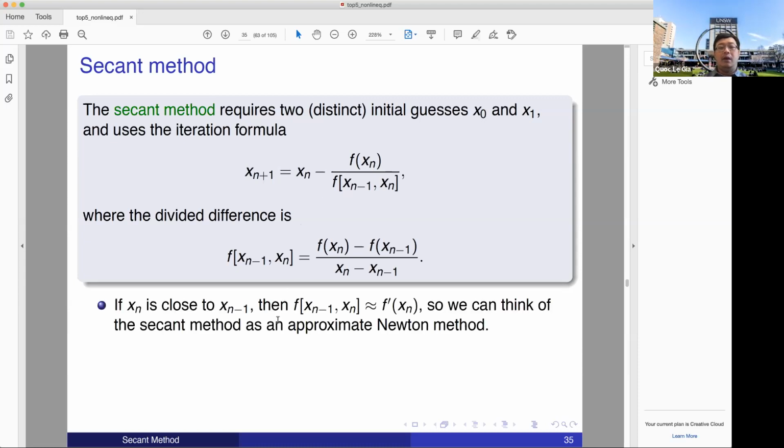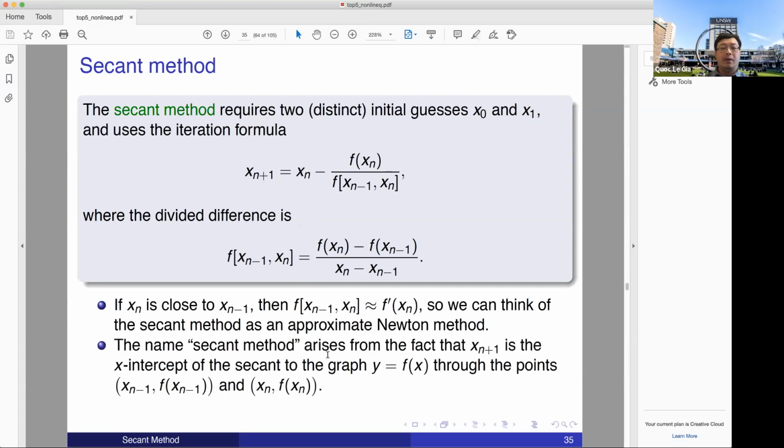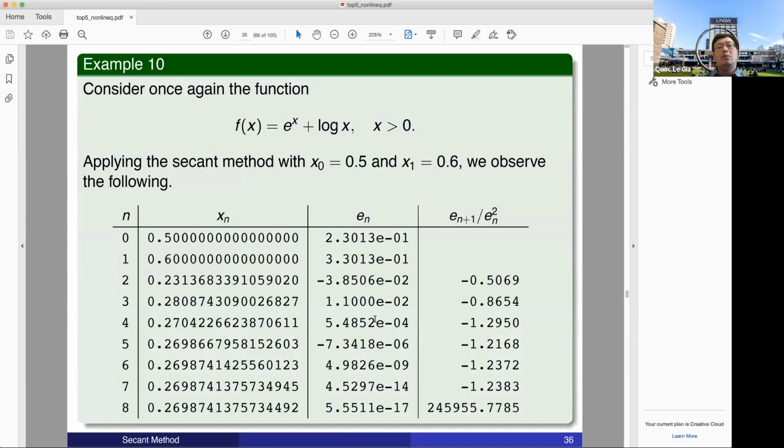When xn is close to xn minus 1, the divided difference gives you an approximation of f prime of xn. So this is like an approximate Newton method, but you don't have to compute the derivative. This is the slope of the line that goes through xn minus 1 and xn, with the values f of xn minus 1 and f of xn. Now you can write a script to implement the secant method. Suppose you have x0 equals 0.5, x1 equals 0.6.